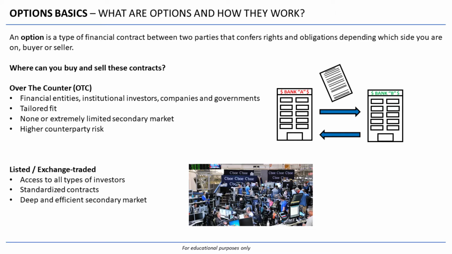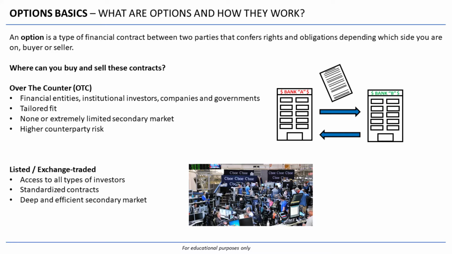The listed or exchange-traded market is where standardized options contracts are bought and sold. These exchanges can be accessed by all types of investors using a brokerage firm. In the case of options, given the inherent risks, some restrictions may apply depending on the type of investor. But to be honest, nowadays pretty much anyone with two thumbs and an internet connection can trade options.